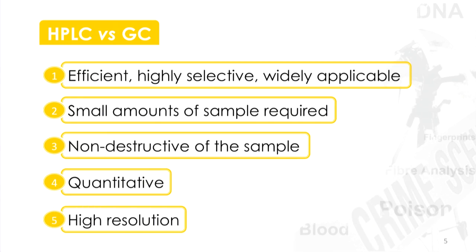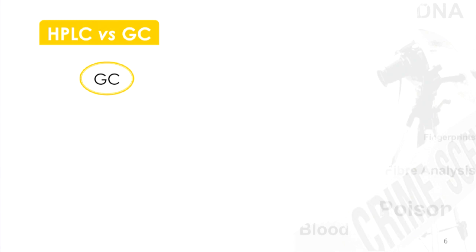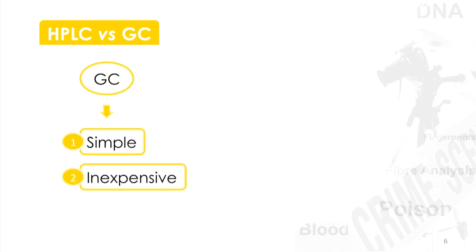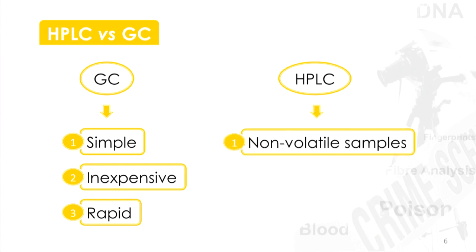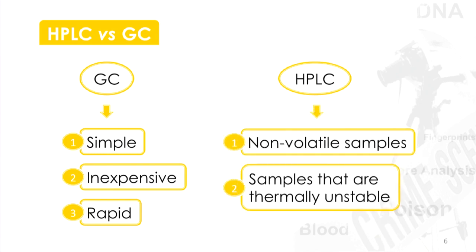There are some differences. GC has the advantage that the equipment is a little simpler and it tends to be a little less expensive than HPLC, and oftentimes GC is also faster than HPLC. HPLC, on the other hand, has the advantage that it can be used for samples that are non-volatile and also for samples that are thermally unstable. But both methods are very, very widely used for the analysis of compounds.